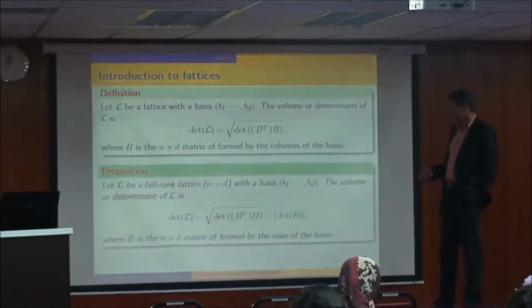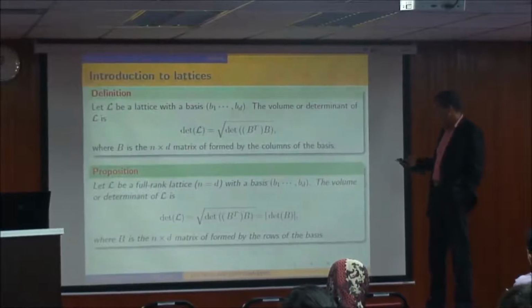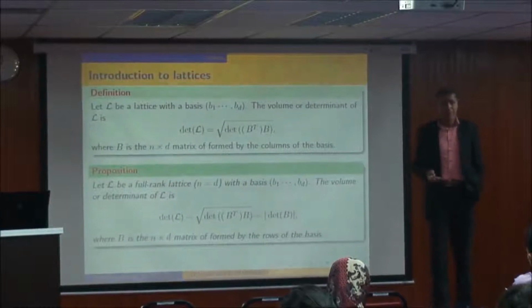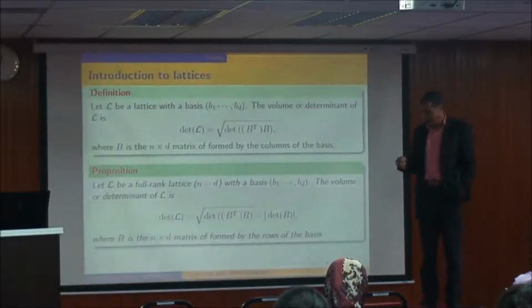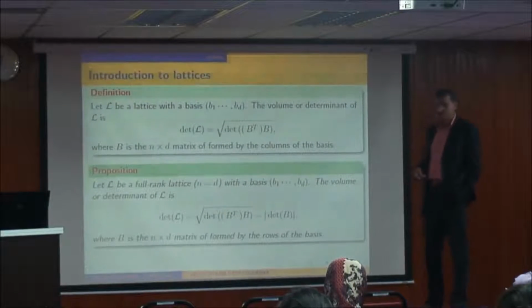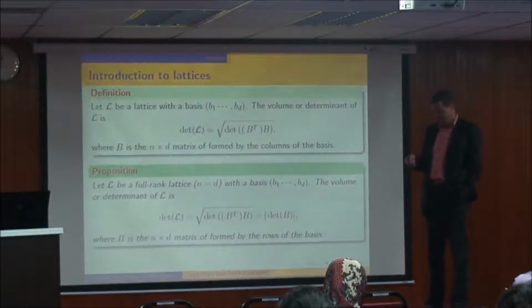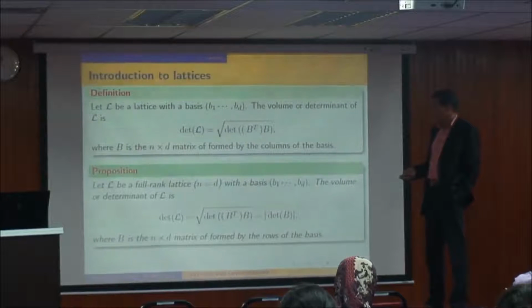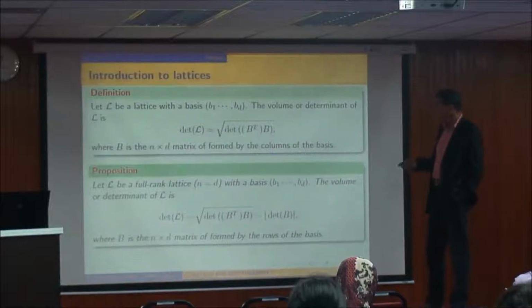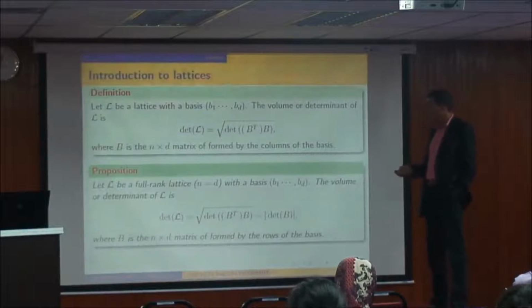In this situation, since there are infinitely many bases for a lattice, we can find that the determinant is independent of the basis. It means that you can get the determinant of the lattice using any basis of the lattice.